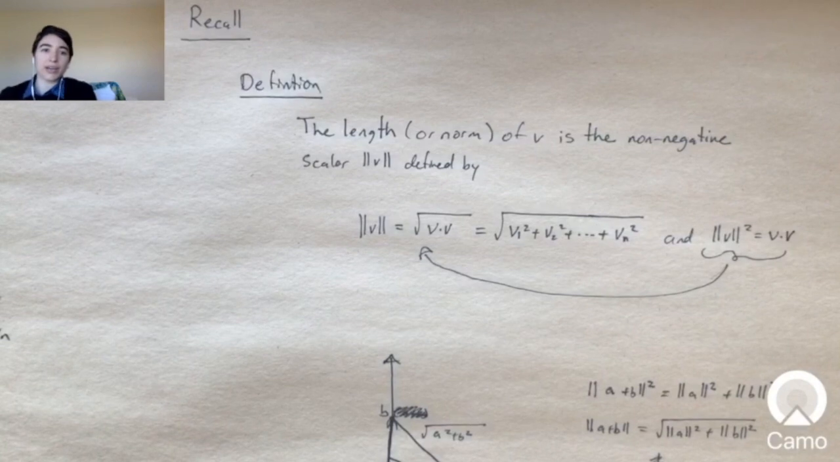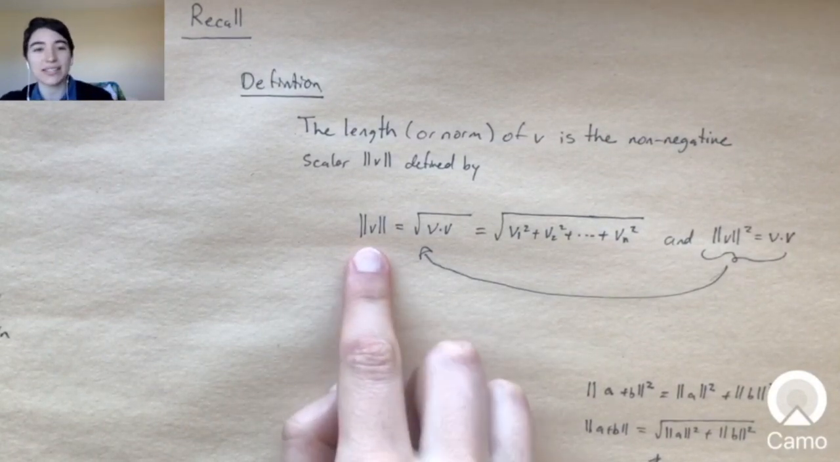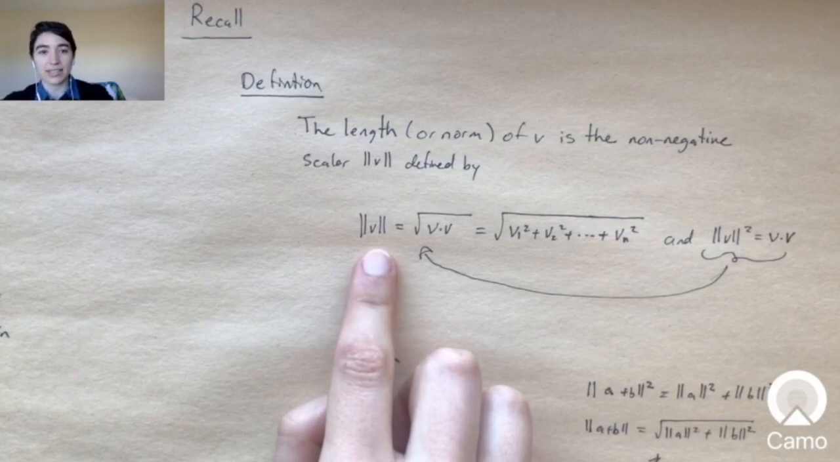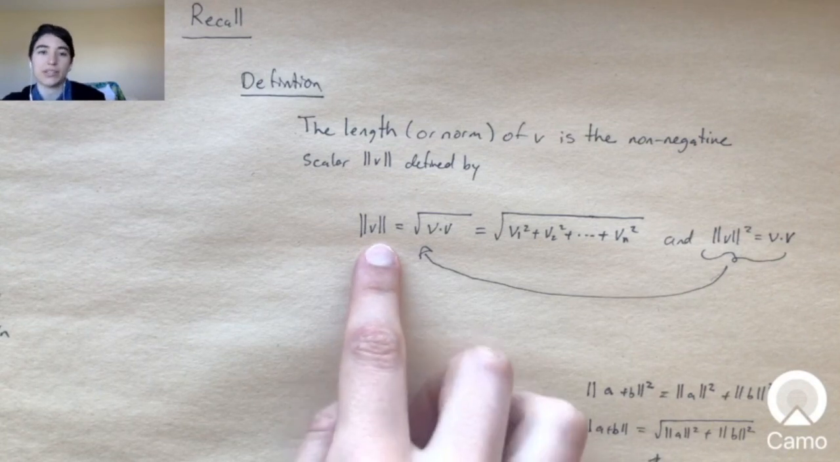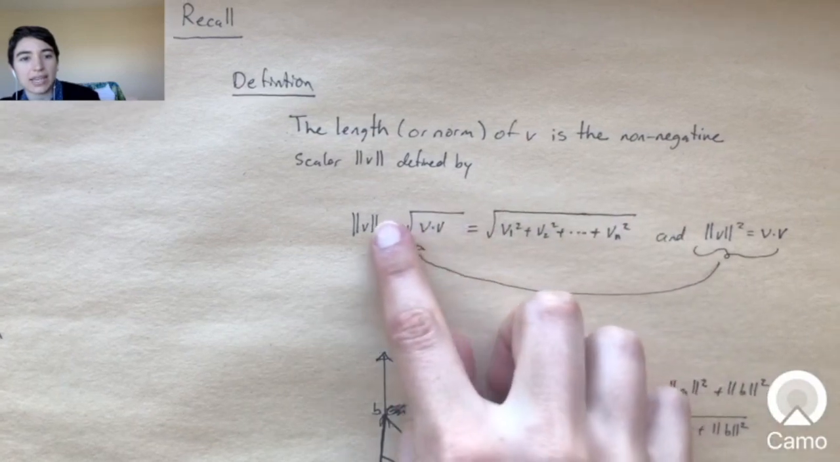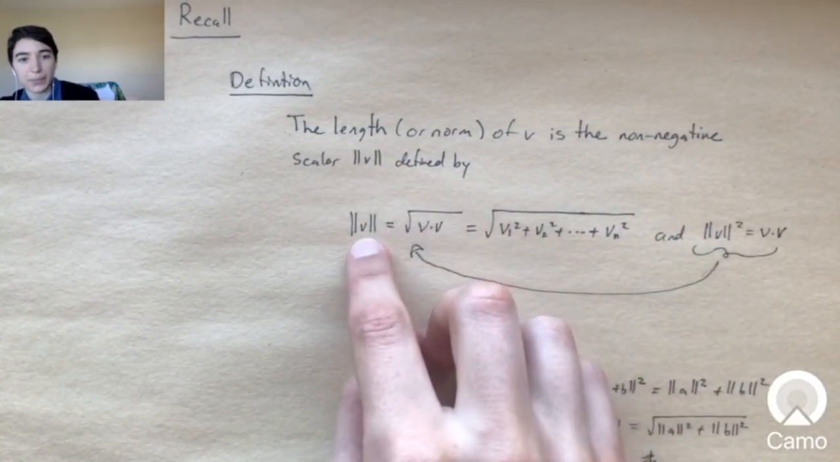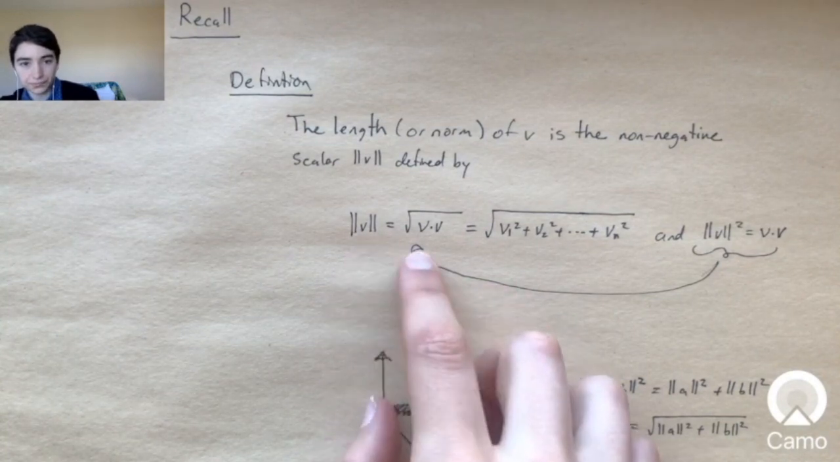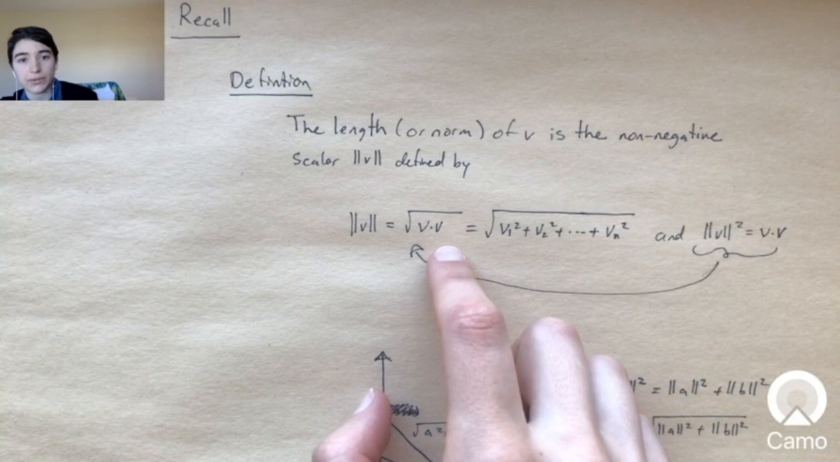Recall what a norm is. A norm is the length, or the magnitude, of some vector. So the length or norm of V is the non-negative scalar defined by the magnitude of V, which is equal to the square root of V dot V.